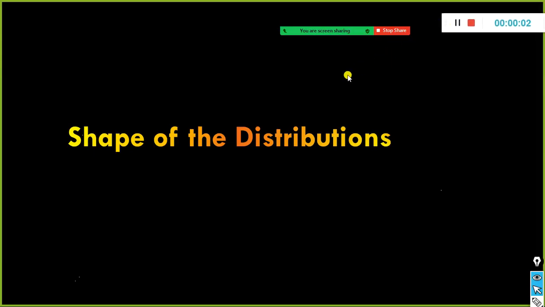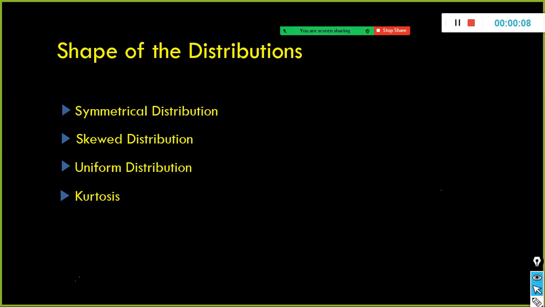So we need to understand the distribution pattern of the data. This is also very much important. There are four different types of distributions. One is symmetrical distribution, skewed distribution, the other one is uniform distribution, and the last one is kurtosis. Okay.